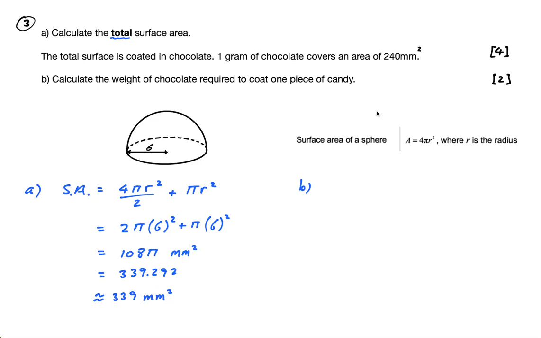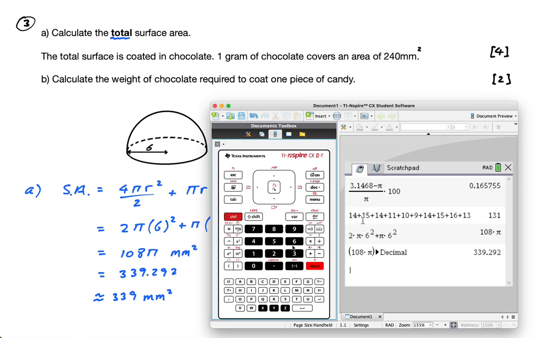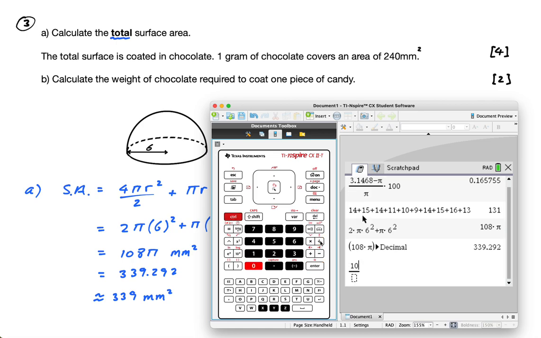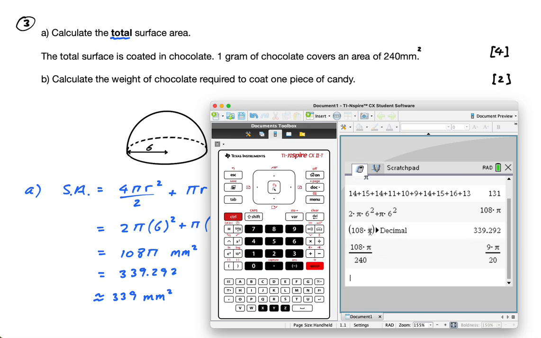It's 339 or this. So I just need to know how many 240s are in 339, and let's just simply divide. I'm going to use this value, the 108 pi, the exact value, divided by 240. So it's how many 240s in 108 pi. Let's do that right now. 108 times pi divided by 240 gives me this.